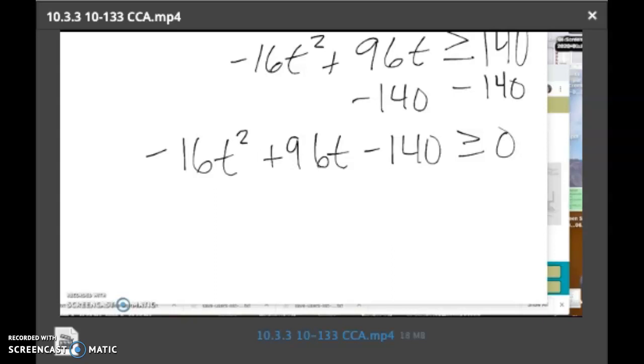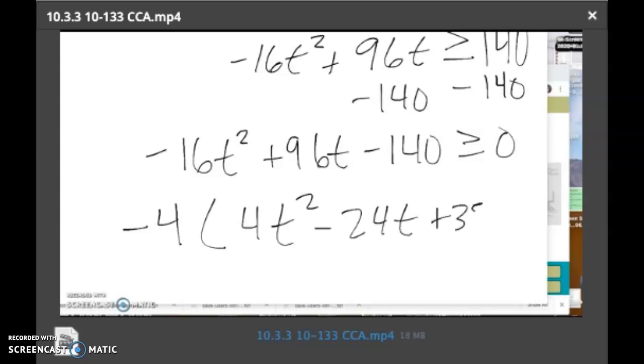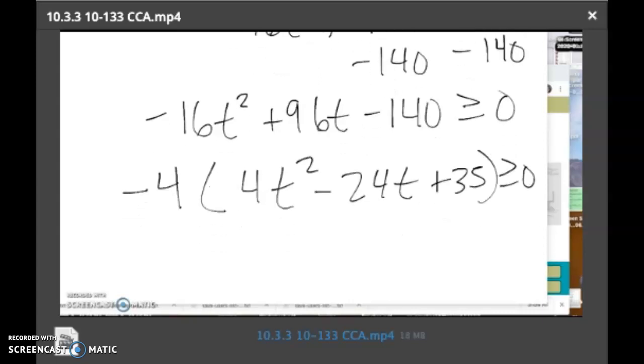These are pretty big numbers, so I could use the quadratic formula, but I know that they have a common factor. So I know that 4 goes into each of these terms, or negative 4 goes into them. So I'm going to take out a negative 4. I'm going to divide out a negative 4. So then I'm left with 4t squared minus 24t plus 35, and that's greater than or equal to 0.